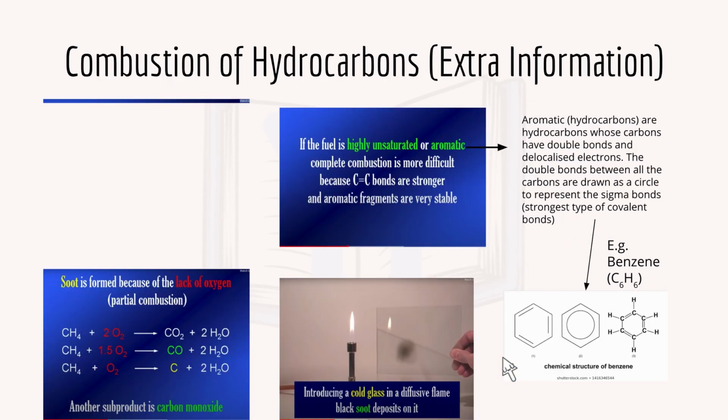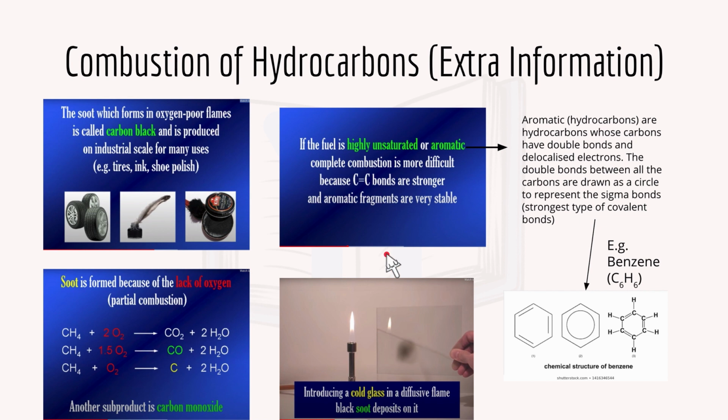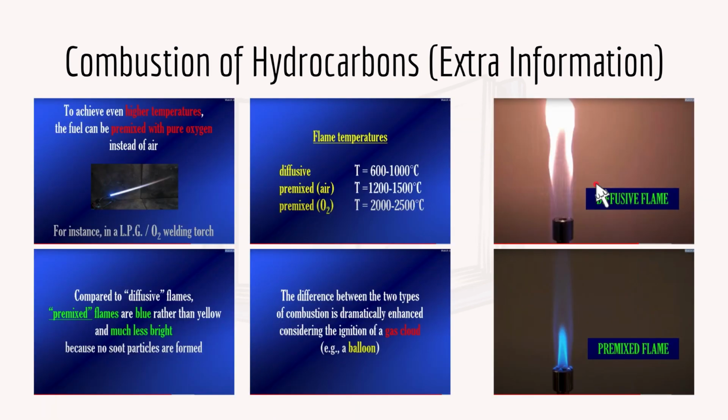So we'll move on now to more abstract information. You can have a read. If the fuel is highly unsaturated or aromatic, complete combustion is more difficult. And here's what it means. And then we move on to more abstract information. We have the diffusive flame, which is the yellow flame, and the premixed flame, which is the blue flame.